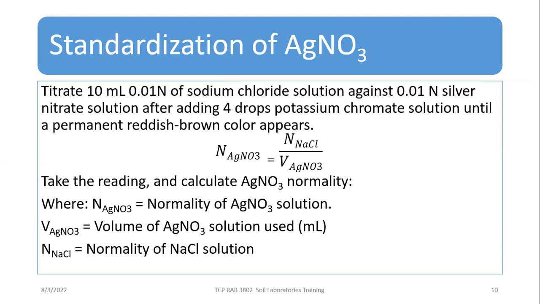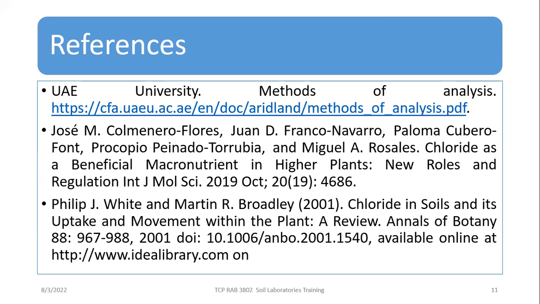So you calculate the normality of silver nitrate by the normality of sodium chloride multiplied by the volume, divided by the volume used of silver nitrate. And this will provide the standard, or the actual reading, of your used solution of silver nitrate. Here is a reference.